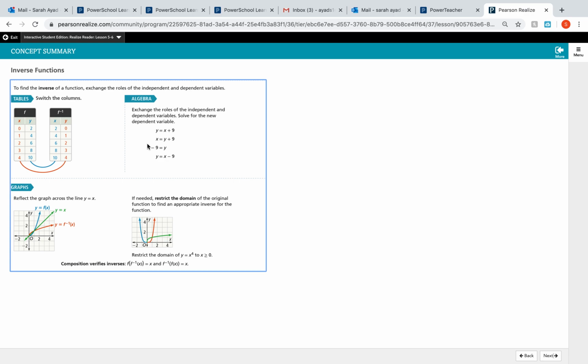The last thing you need to remember is composition verifies. So you need to show that the two compositions, this is the same as f of g of x, g of f of x, that you get x each time, okay? So 4 main things here, okay? Don't worry about this small area right here.